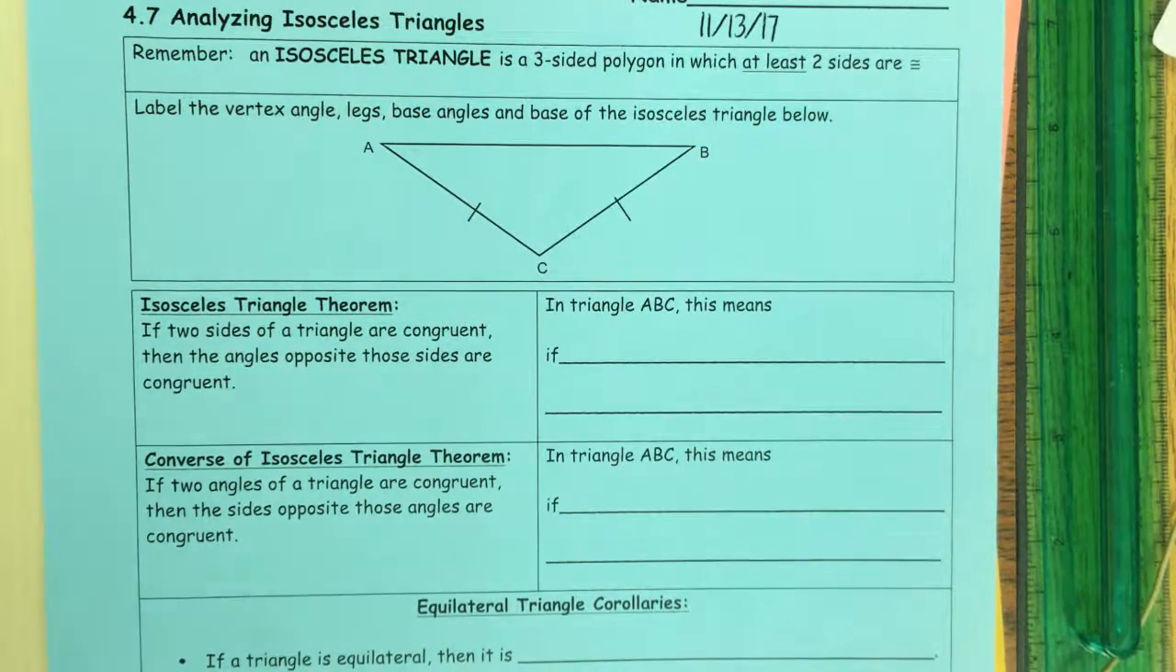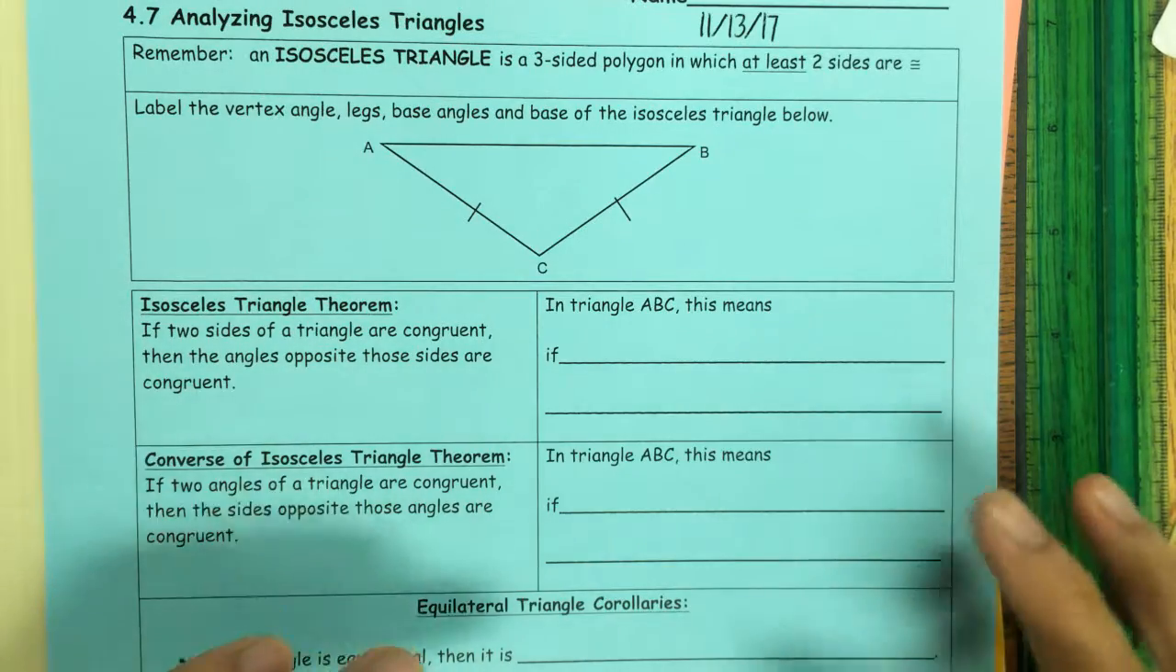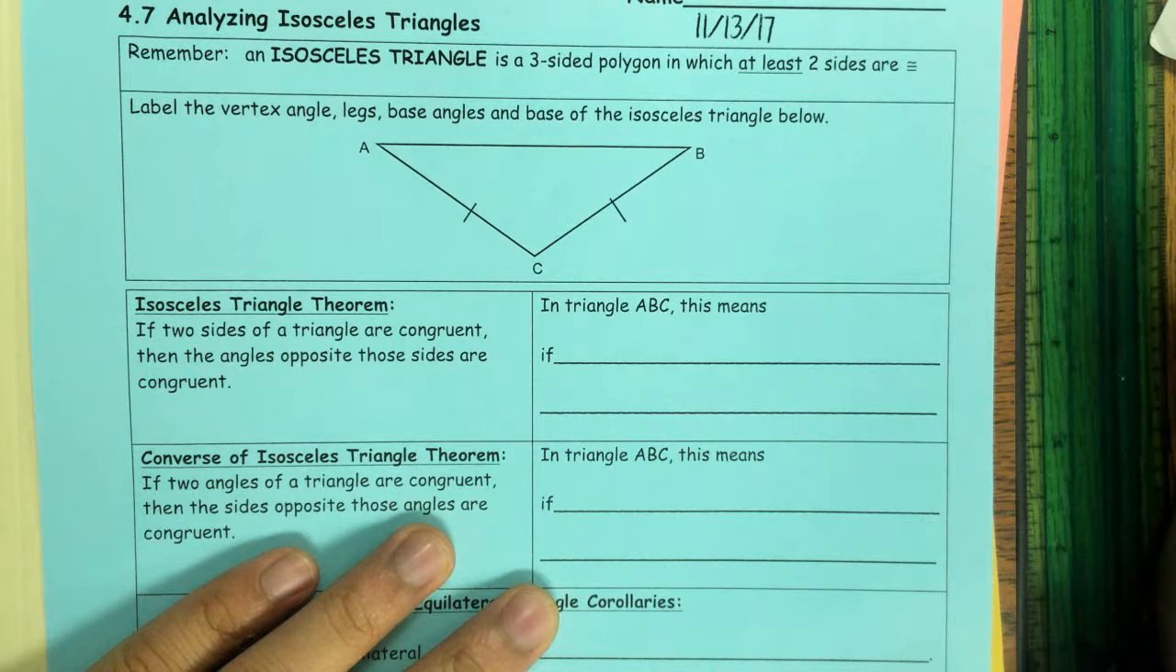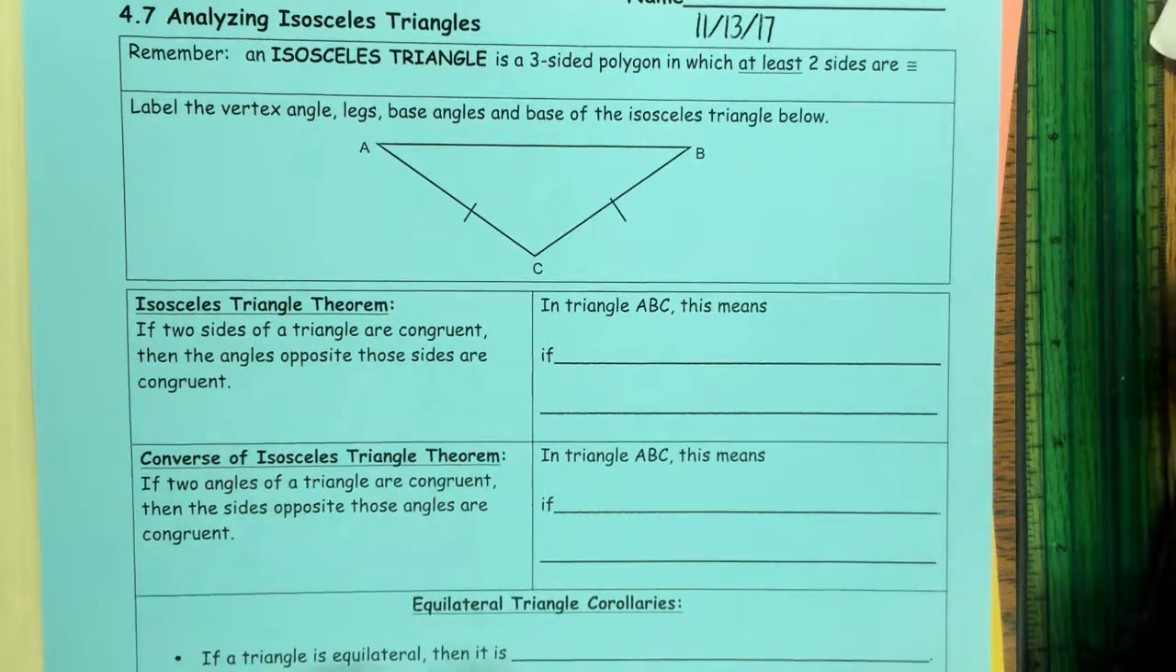Today we will cover learning about the different parts and properties of isosceles triangles and equilateral triangles. So first, let's start with the vocab. An isosceles triangle is a three-sided polygon in which at least two sides are congruent.